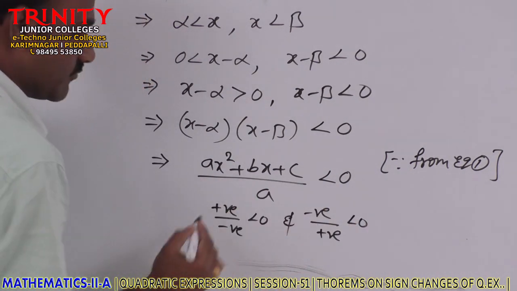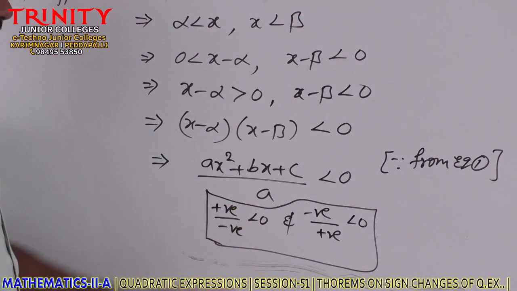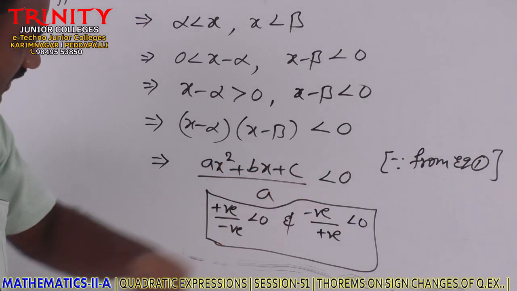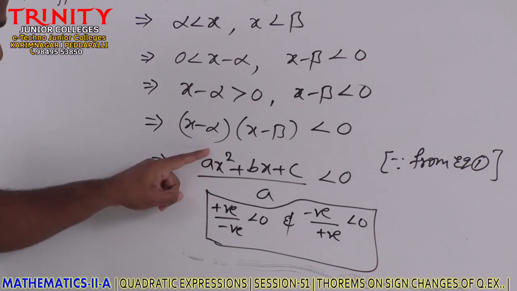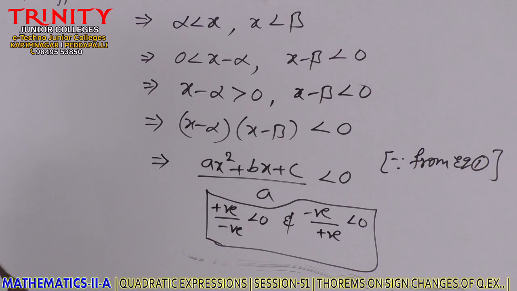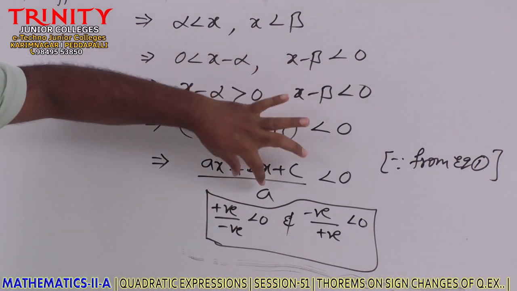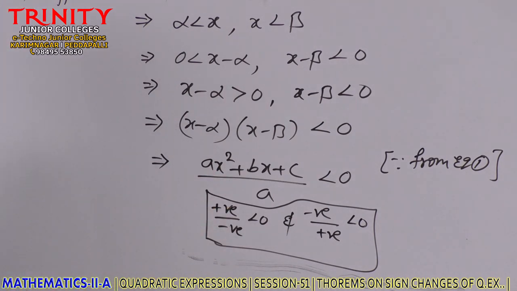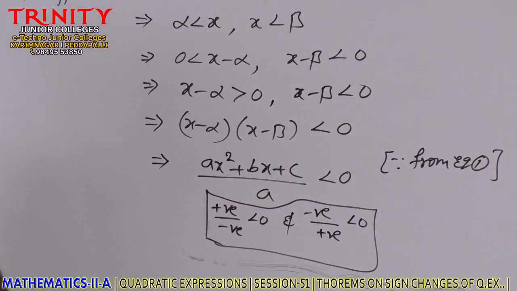Then in both the cases we will get (ax square plus bx plus c) by a is less than 0. Means (ax square plus bx plus c) by a is less than 0 when numerator positive, denominator negative, or numerator negative, denominator positive. Nothing but what? They have opposite signs. If it is positive, then the other must be negative. If it is negative, then the other must be positive. Therefore, only if they have opposite signs is (ax square plus bx plus c) by a less than 0.